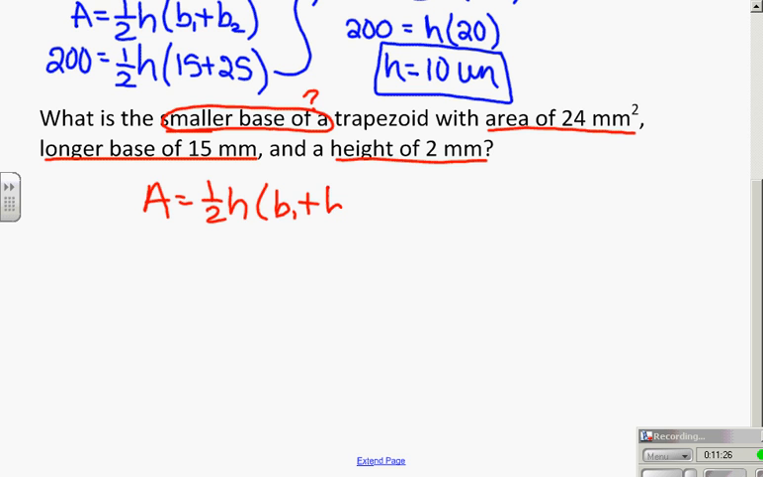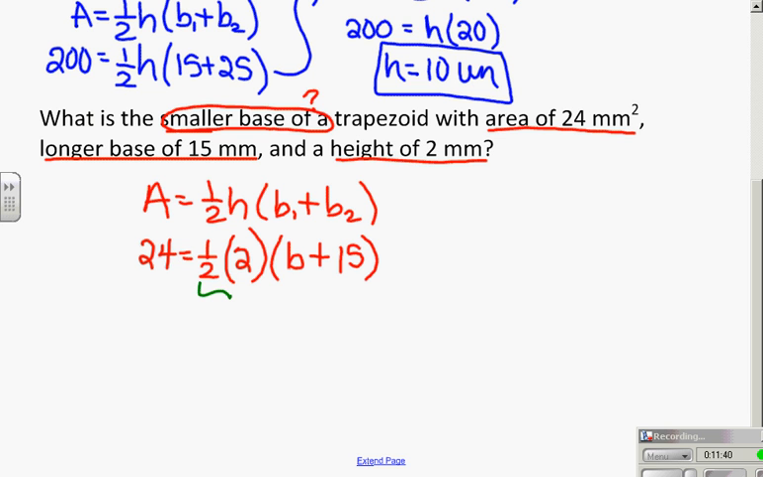So let's start with our formula and fill in what we know. We know area, 24. 1/2 is a constant. They gave me my height is 2. And we don't know one of the bases, but we do know the other.